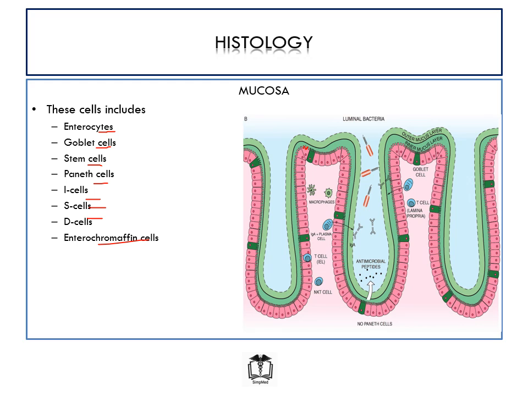Then we have the S cells. The S cells also line the crypt and produce secretin. Secretin is involved in the production of bile. So while cholecystokinin is involved in the release of bile, secretin is largely involved in the production of bile.